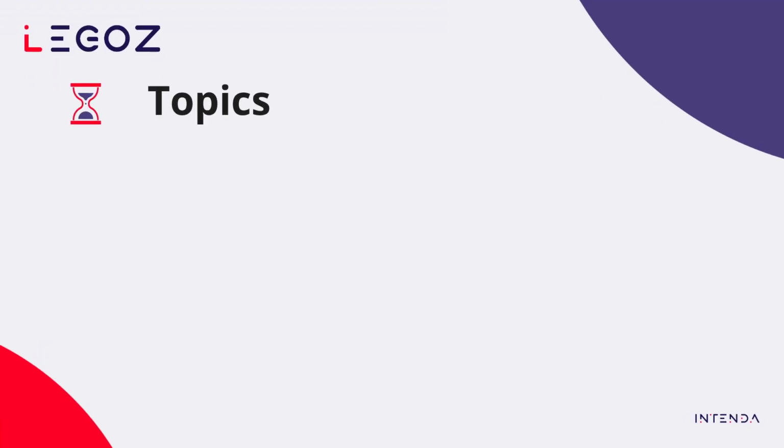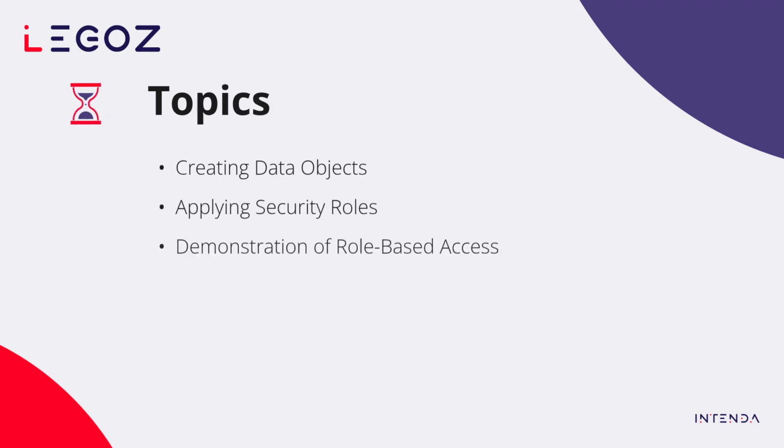In this session, the creation of data objects, the application of security roles, and the access levels available to different users within the system are demonstrated. The session also illustrates how users interact with the platform based on their assigned roles, highlighting how role-based security ensures access is restricted to the data and functionality relevant to each role. These examples demonstrate the effectiveness of Legoz security controls and how they support secure controlled access to data.